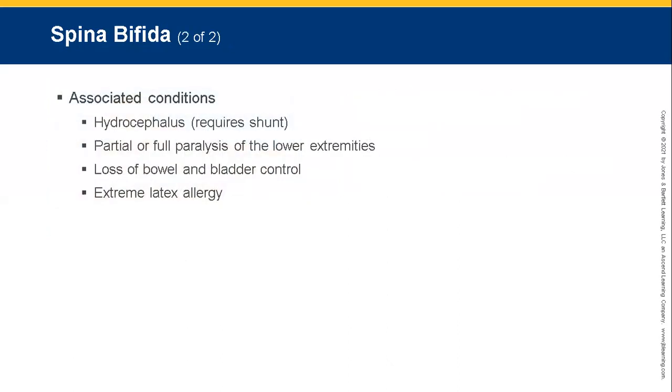Associated conditions: they can have hydrocephalus, that's too much fluid in the cranium, and these patients will require a ventricular shunt. So they'll have a tube running from their head down to the abdomen to empty that fluid outside the body. Partial or full paralysis of the lower extremities might be present. They may have loss of bowel and bladder control, and they have extreme allergies to latex.